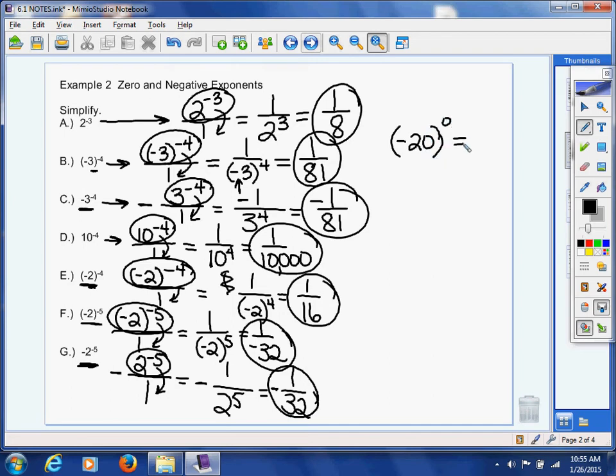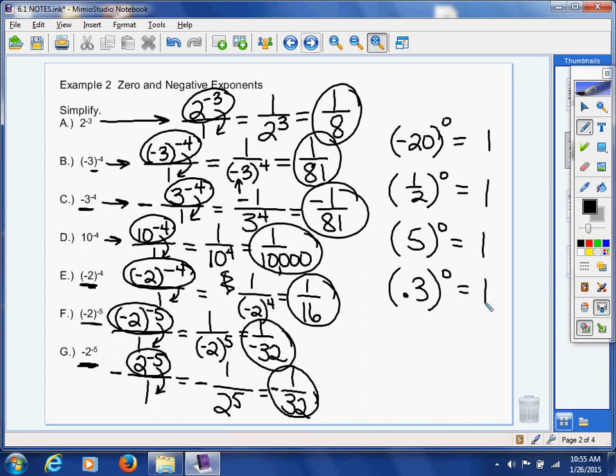Remember what I told you in example 1, when we were learning that lesson. Anything raised to the 0 power is always 1. Anything, that's a negative exponent. That's a fraction. That's a positive exponent. It doesn't matter. It's a decimal. It could be a variable. Anything raised to the 0 power is 1.